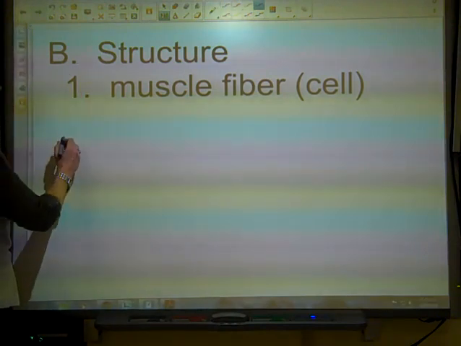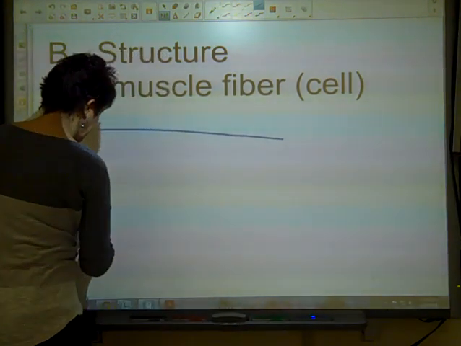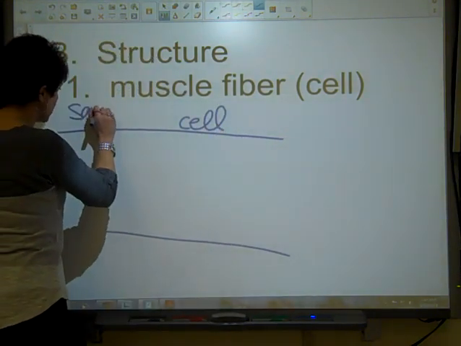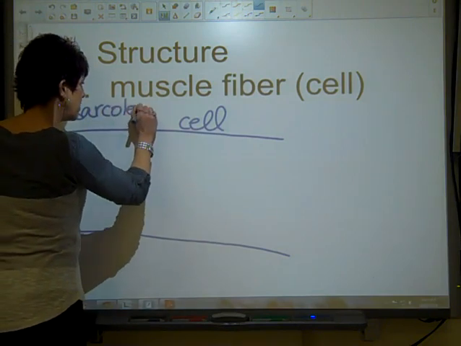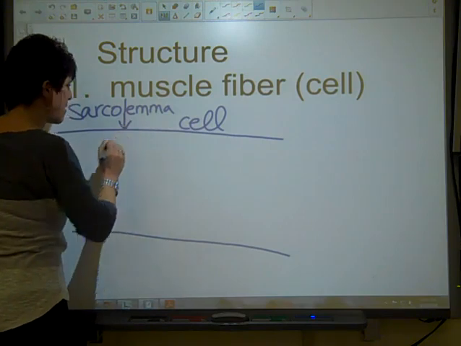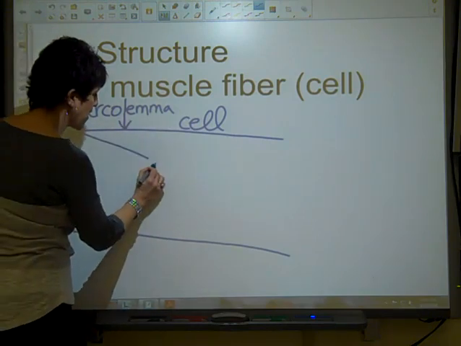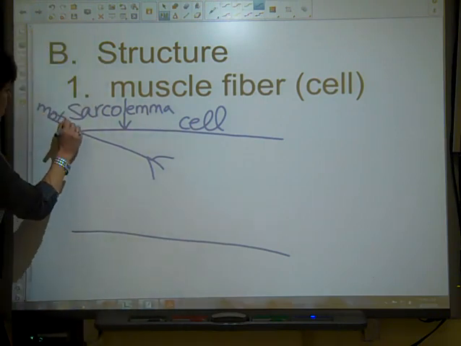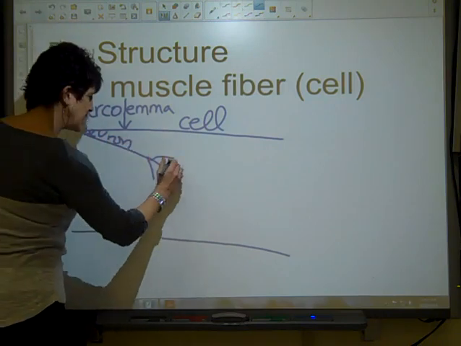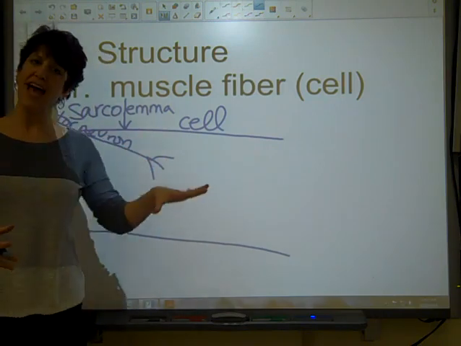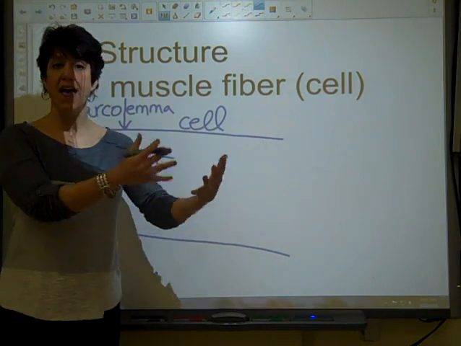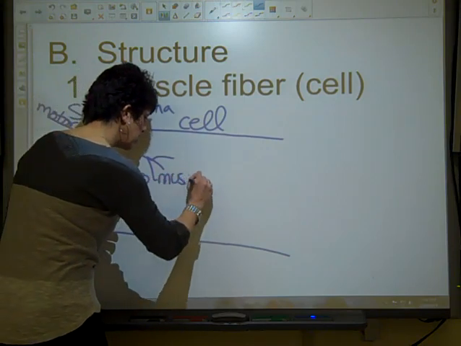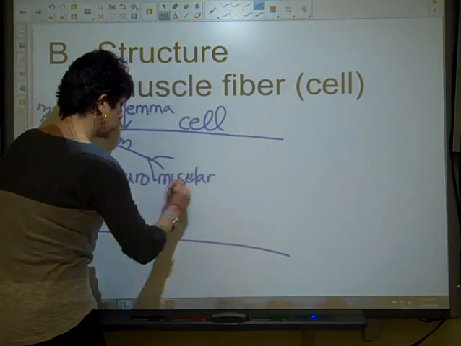So we're going to try and draw what we just saw there. Here is our entire cell, and the membrane of the cell is called the sarcolemma. So that's the membrane right here. And we'll draw a nerve coming in, and a nerve branches off with endings. So this would be our motor neuron. And this place right here where the nerve ends and it meets with the muscle, that synapse is called a neuromuscular junction.